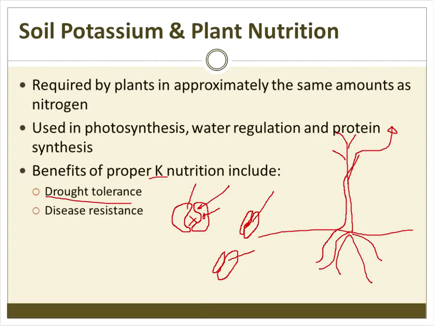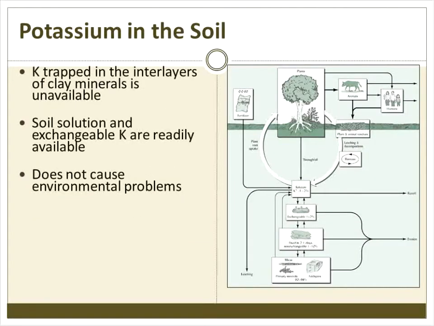With regards to disease resistance, what we're talking about here is that the potassium has a lot to do with the strength and integrity of membranes and cell structures, and so making them more or less resistant to being attacked from disease organisms. Now, when we start thinking about where is potassium in the soil, it really comes back to this guy.